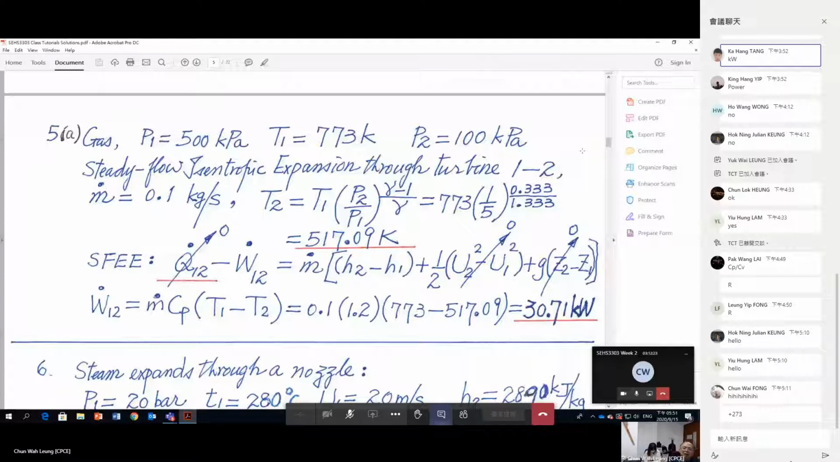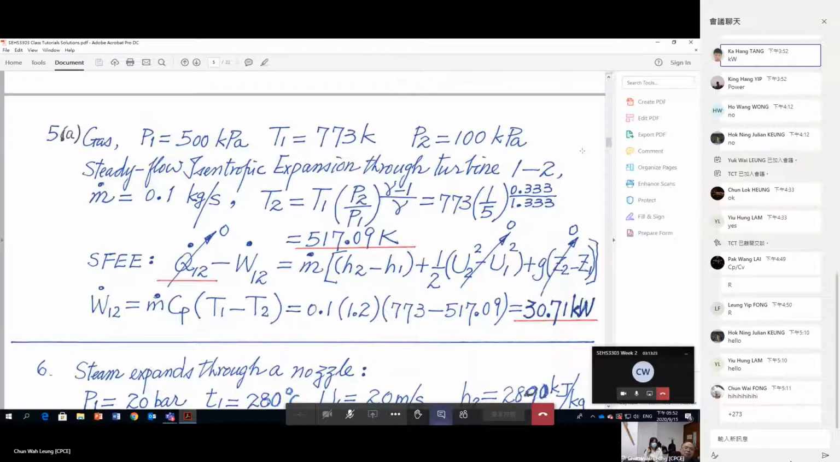So we have found that the temperature ratio T2 over T1 equals the pressure ratio P2 over P1 to the power gamma minus 1 over gamma. It can be applied. So T1 is 773, P2 over P1 is 1 over 5, and gamma is 1.333, so the exponent is (1.333 minus 1) divided by 1.333. So therefore, we work out T2 easily.